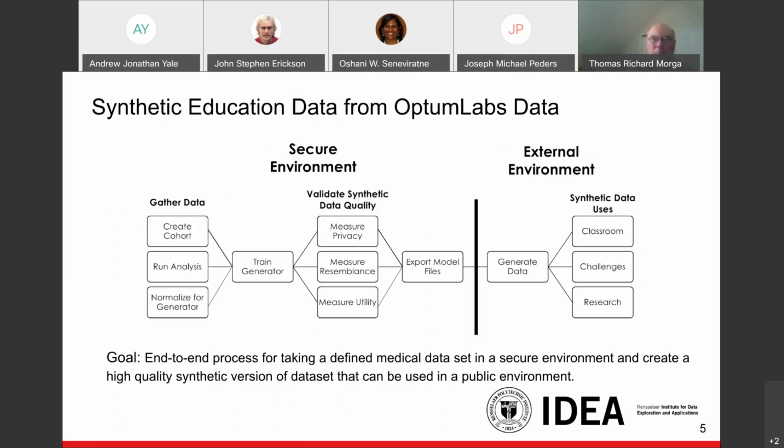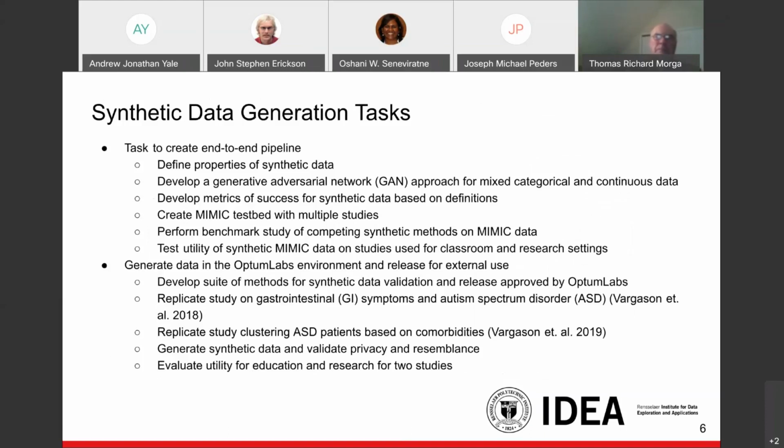So what are we proposing as a solution? We're proposing an end-to-end workflow. First we'll gather data, so create a cohort of real data, run an analysis on that, normalize the real data, and then train a model that can generate synthetic data. Then measure all of the privacy, resemblance, and utility in a secure environment, and then export the model outside of the secure environment. So again, we want to create this end-to-end pipeline.